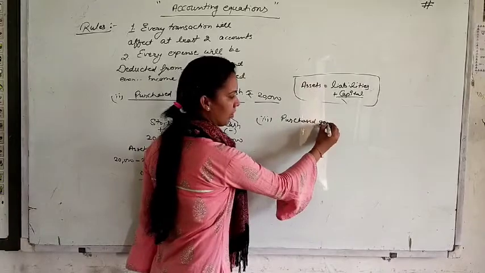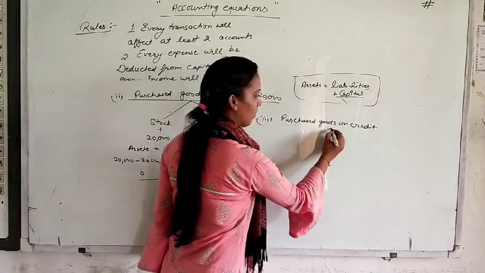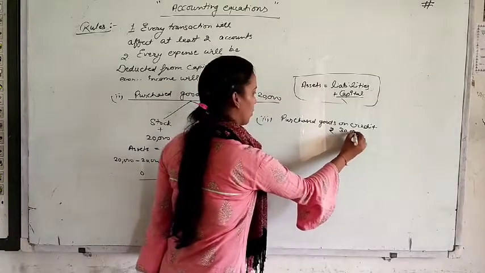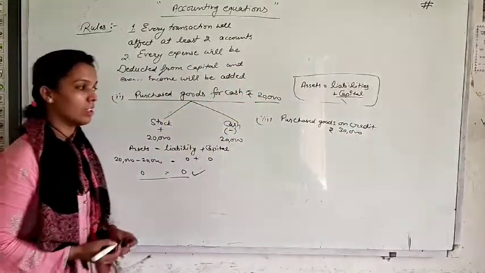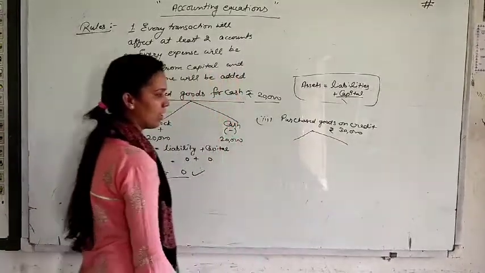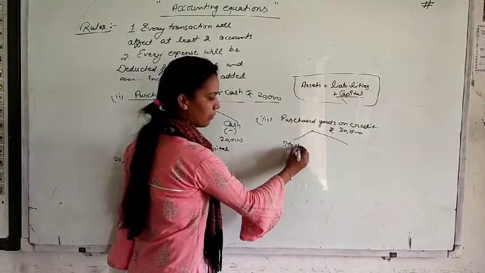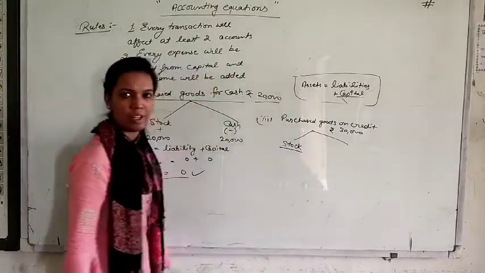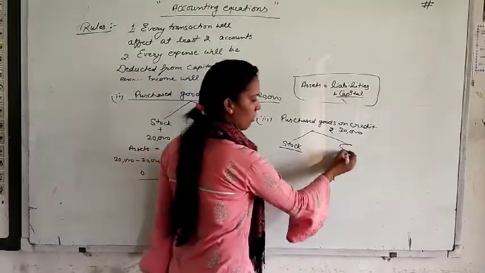Purchased goods on credit, rupees 30,000. You have purchased your goods on credit, that is rupees 30,000. Let's see the two accounts that will be affected by this transaction. The same way, purchased goods means stock. The first account that is affected is stock. And the second one, what will be the second account here?